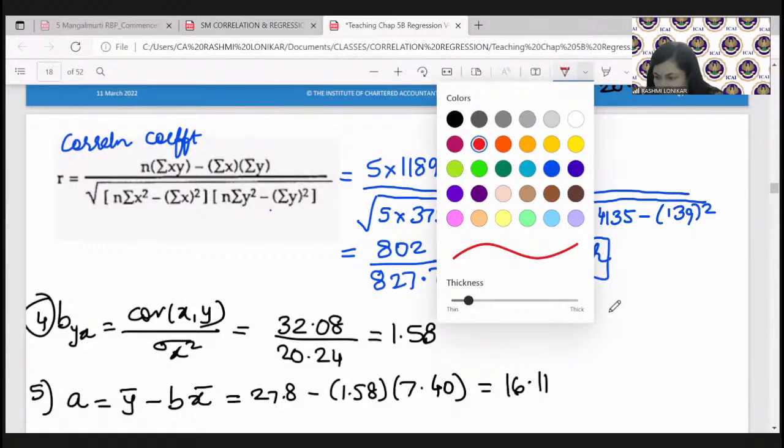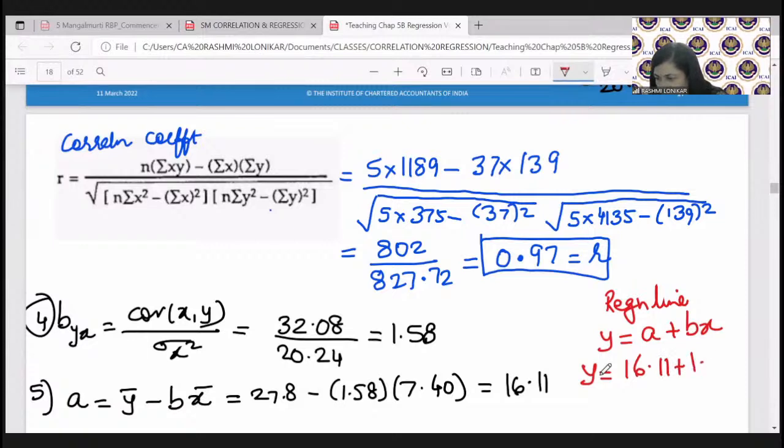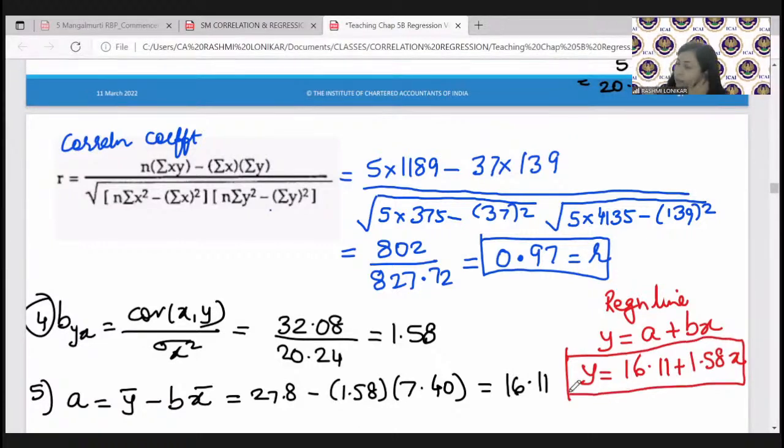Okay. So, my regression line is given by how much? Y is equal to A plus BX. So, Y is equal to A is how much? 16.11. B is how much? 1.58 into X. Okay. So, if I use this line, I can find out the value of any given Y when the value of X is given. Okay. So, this is how we are doing this.